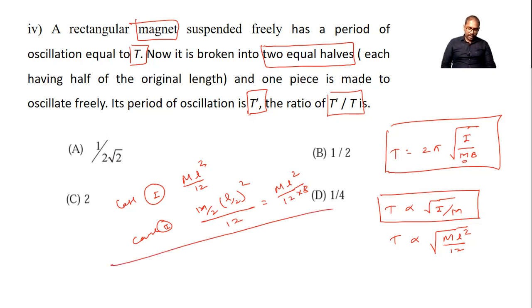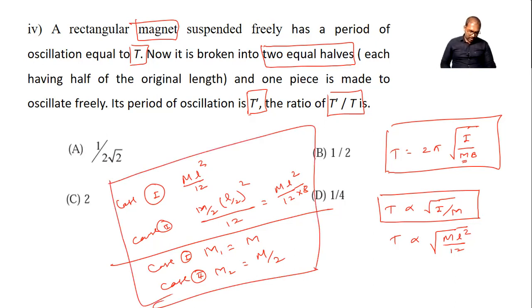Now similarly about dipole moment, case 1. Dipole moment capital M, or we can use mu also for dipole moment. So dipole moment I can write M in case 1. In case 2, dipole moment is M by 2 because length is reduced to half. So this is dipole moment. Now here we have to substitute these things in the formula. So let's see what we get after substitution.